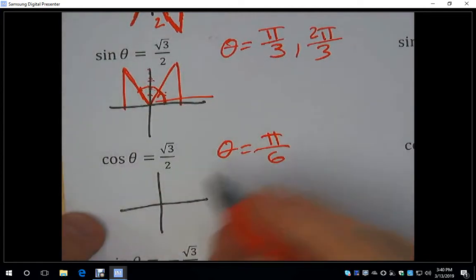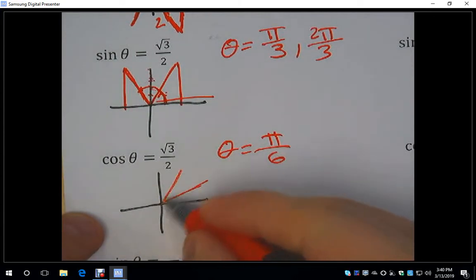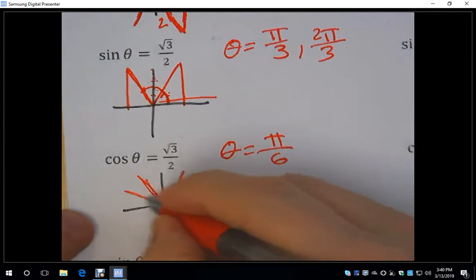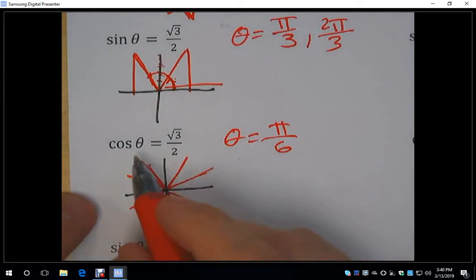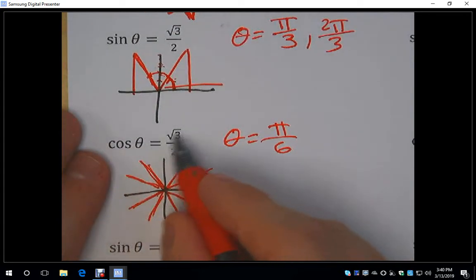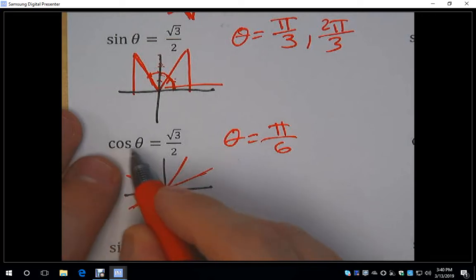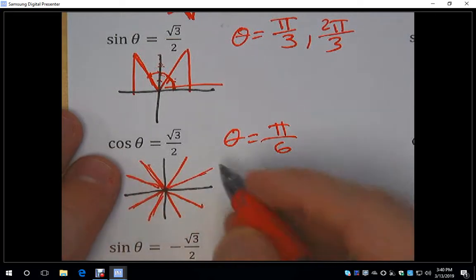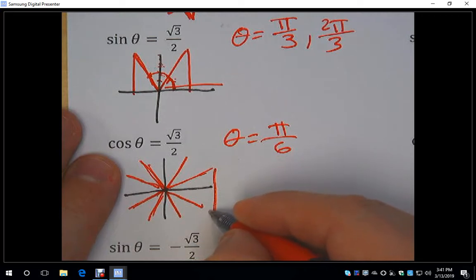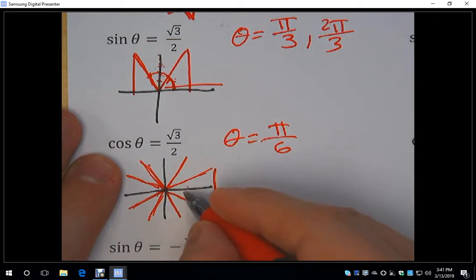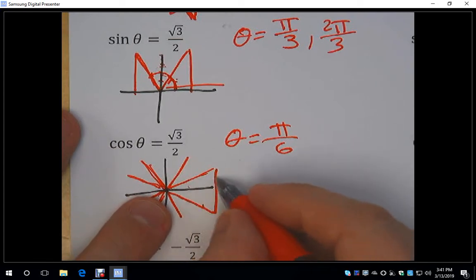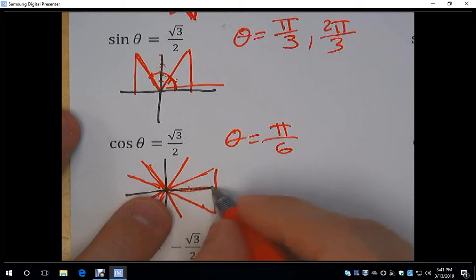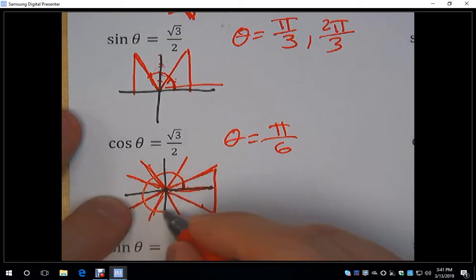So pi sixth, that is 30 degrees. And we're looking for when cosine of theta is positive. And cosine, which is my x value, is positive in the first quadrant and the fourth quadrant. So this is pi sixth, and this is pi sixth. We're looking at the same triangle here. When we start at the initial side, we rotate to get to this terminal side here, which is pi sixth, or we rotate all the way around to here.